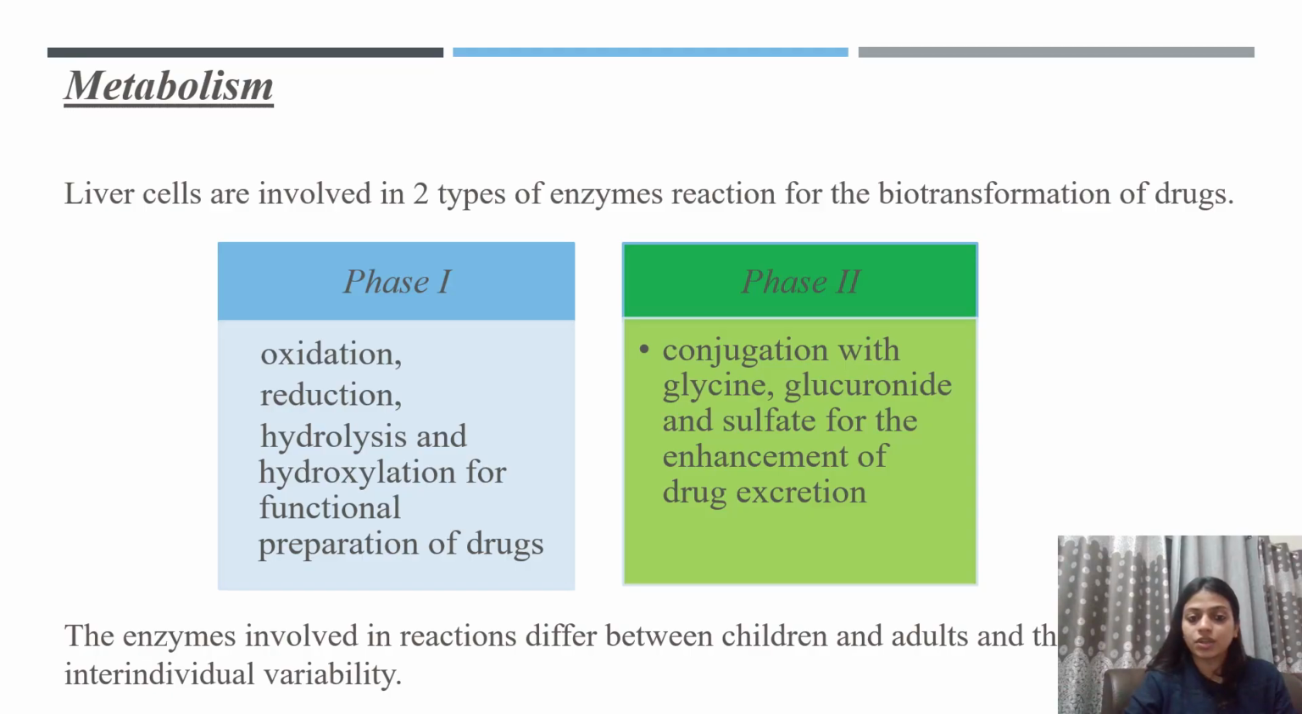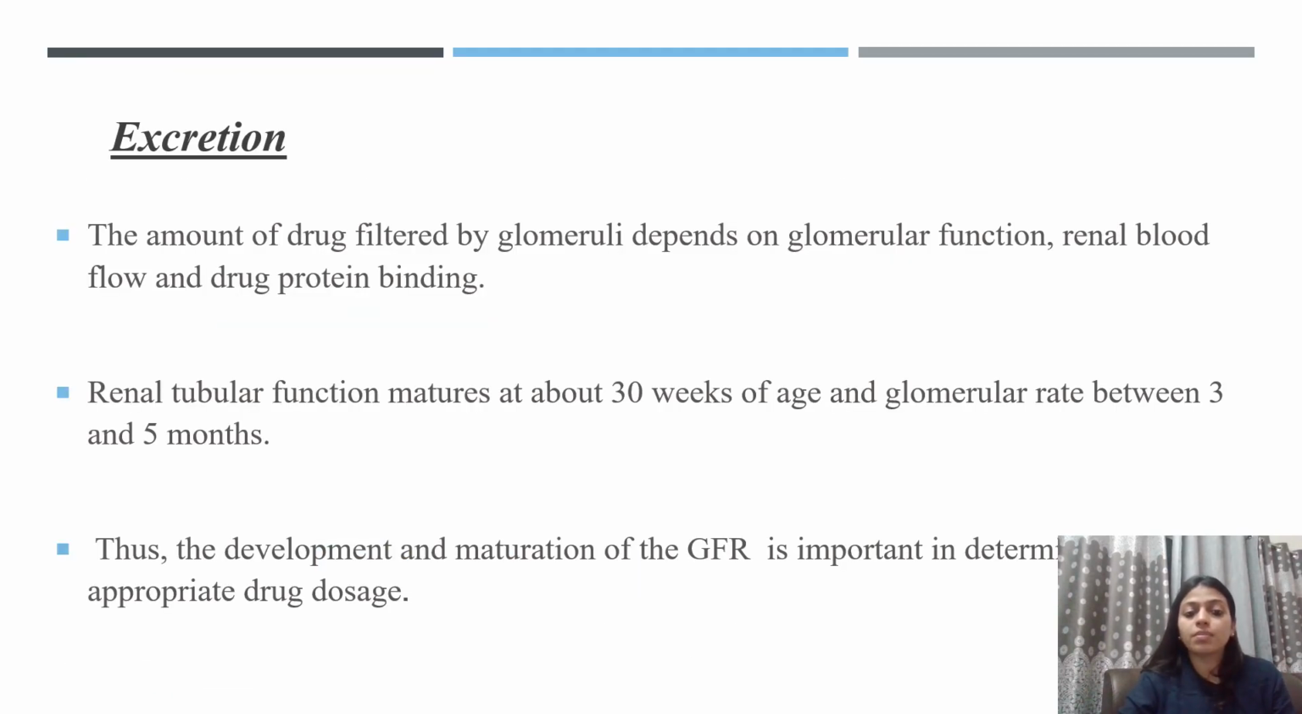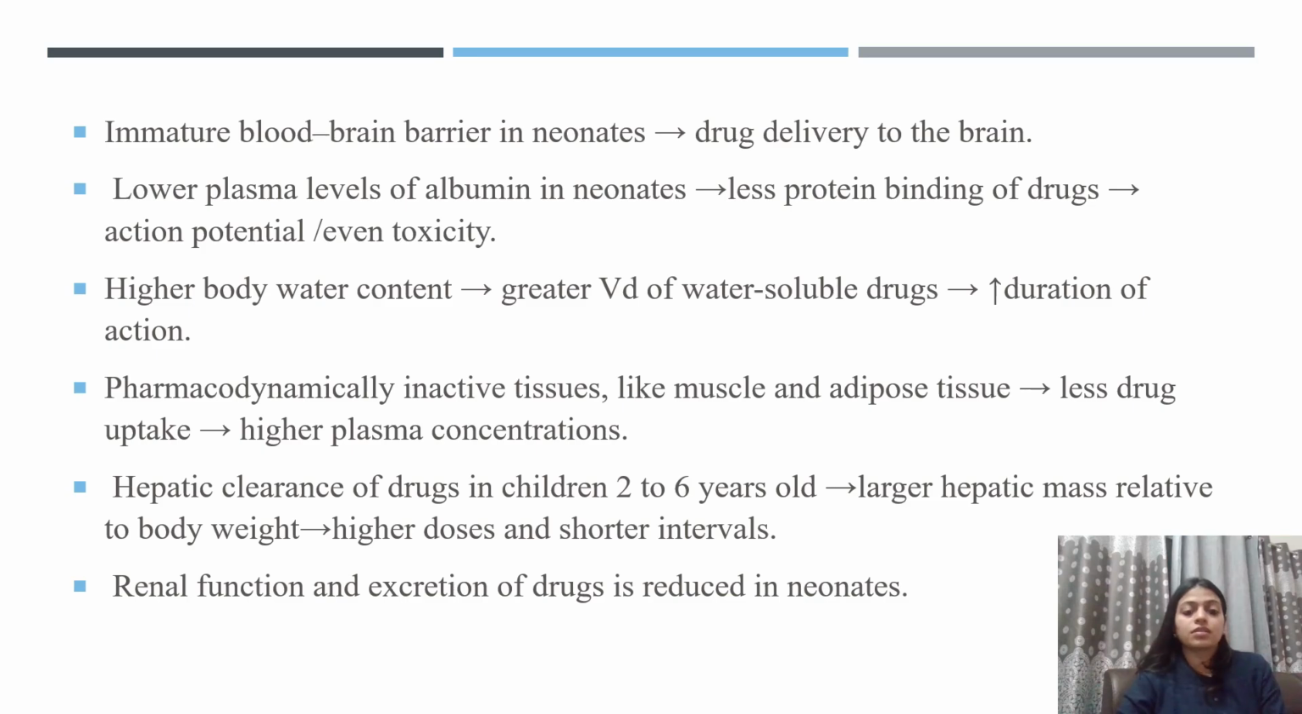drug excretion. Then excretion: the amount of the drug which is filtered by the glomeruli depends upon the glomerular function, the renal blood flow, and the drug protein binding. Renal tubular function matures in children at 30 weeks of age, and glomerular filtration rate between 3 to 5 months of age. So the development and maturation of glomerular filtration rate is very important in determination of the appropriate drug dosage. Then there are certain other things which we have to consider.